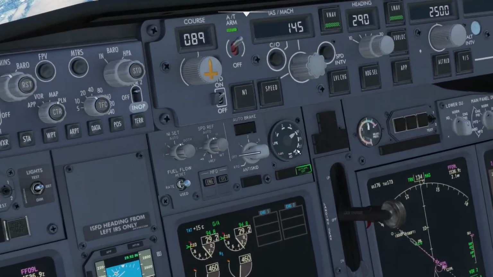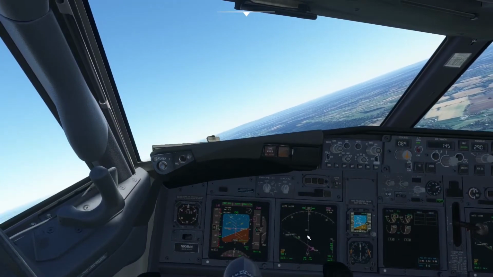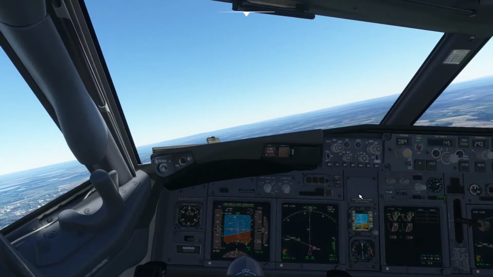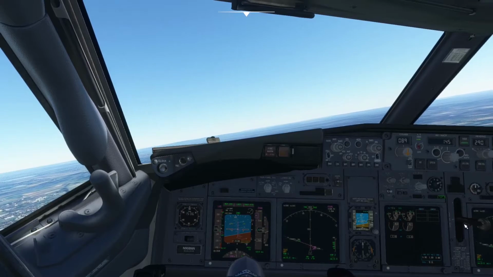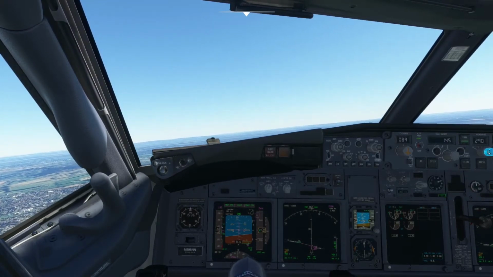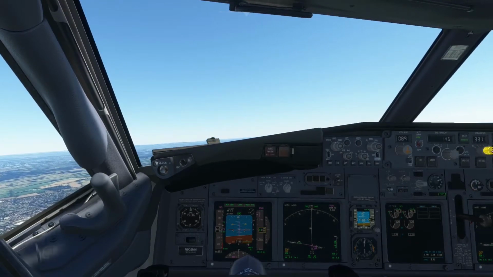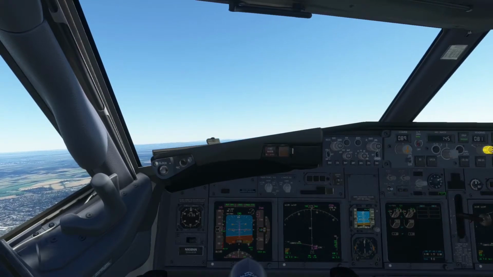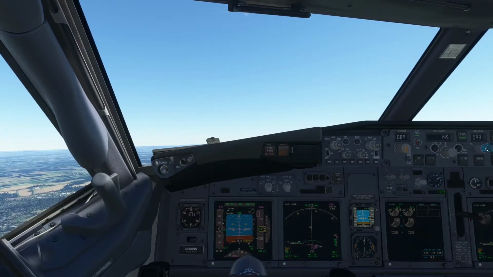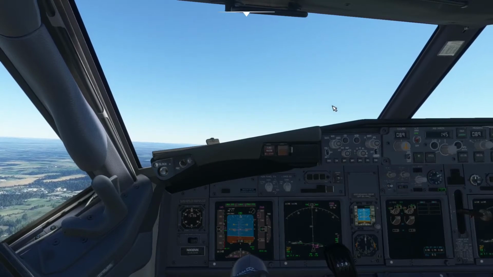As you can see, we can see the flaps here, by the way. We want to keep on flaps 10 until we are aligned on the localizer and the landing gear is down. Once we are aligned and the landing gear is down, we can then go to flaps 15. As I said earlier, we need to set the heading. We're going to set it to the runway heading, which is 089. Just like our course.